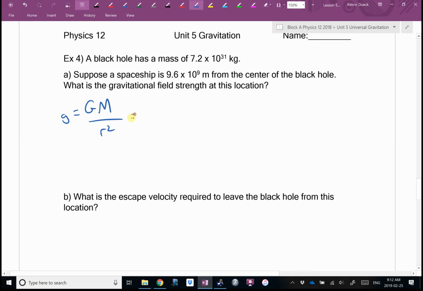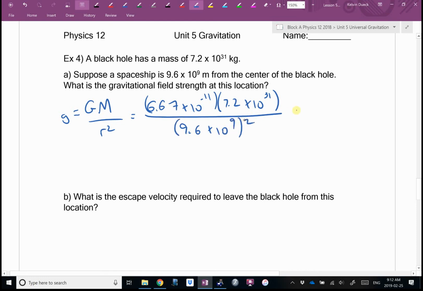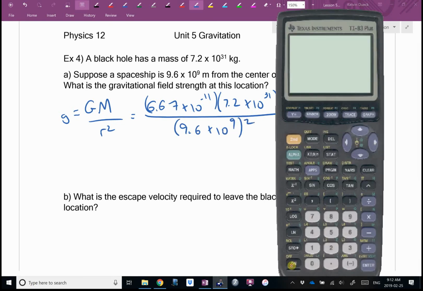Okay. It's going to be 6.67 times 10 to the negative 11, 7.2 times 10 to the 31. This black hole is only about 10 times, roughly, the mass of the sun, roughly. So I'm guessing it's probably going to be a bit of a smaller answer. And don't forget the squared. 6.67 times 10 to the negative 11, 7.2 times 10 to the 31 divided by 9.6 times 10 to the 9th, squared.